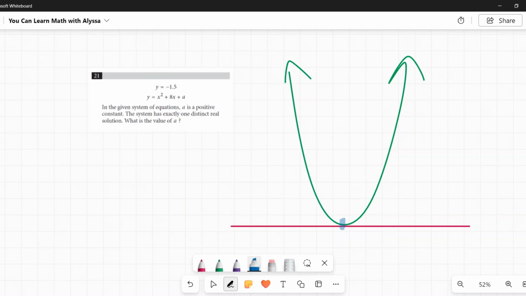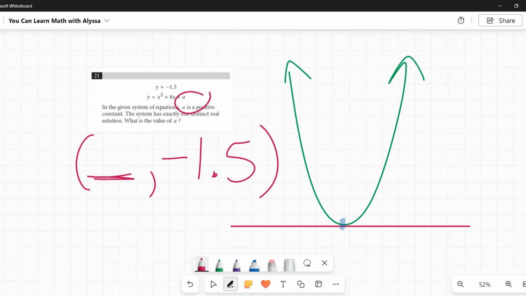Okay, so we need to find that vertex. That's part of it, because they're asking for a, right? They're asking for this and this, and they say there's one point where they cross. What is a? So what they're saying is we need to find a number that goes here so that the vertex of this parabola has a y coordinate of -1.5. Whatever this vertex is, we don't know what the x is going to be, but it needs to have -1.5, and we need to find the number that will go in there to make that true.